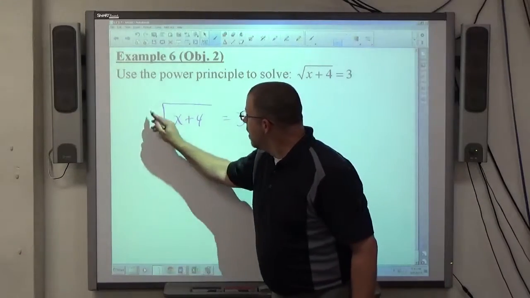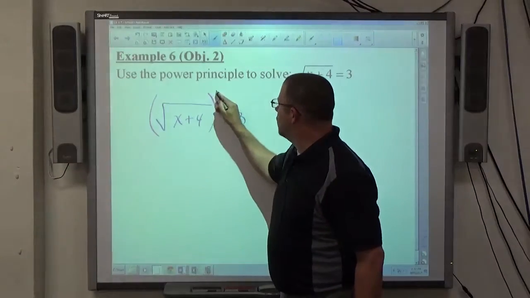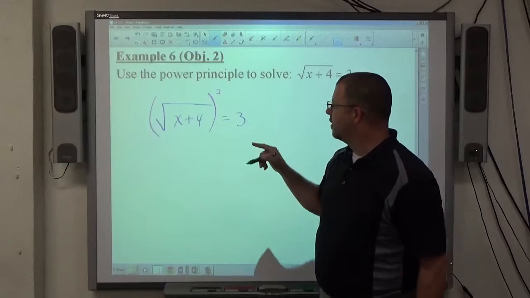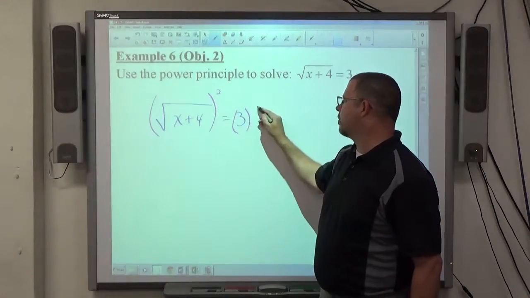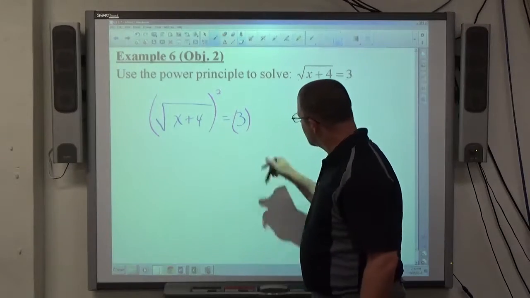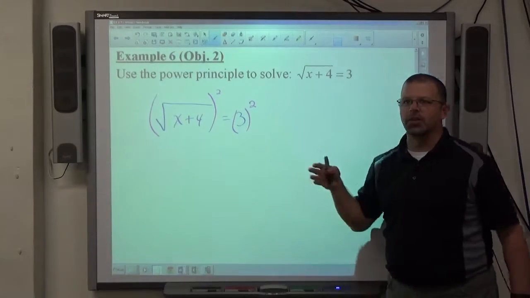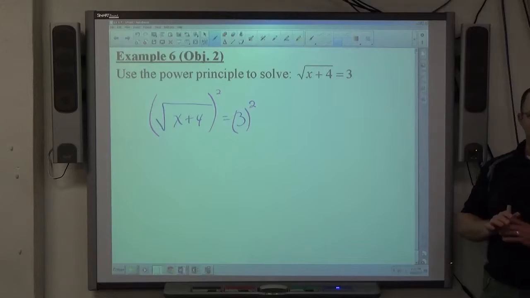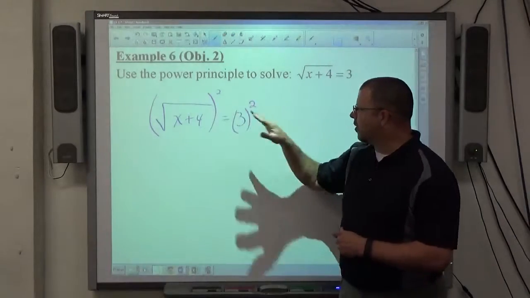In this case we have a square root, so squaring is going to fix it. If I want to square the left-hand side, I'm required to square the right-hand side. Square, not cube. I was trying to write a 2 and I was looking at the 3 and my brain didn't let me draw the 2 there. So anyway, square the left, square the right.